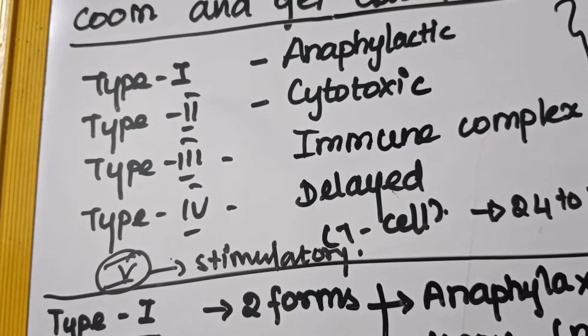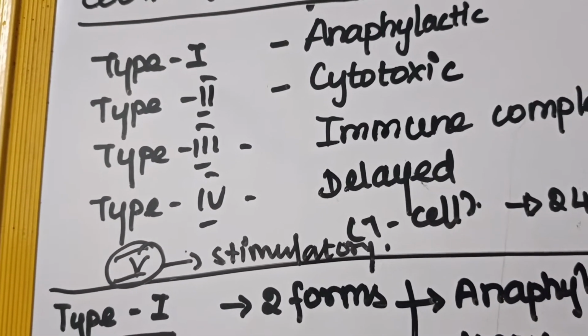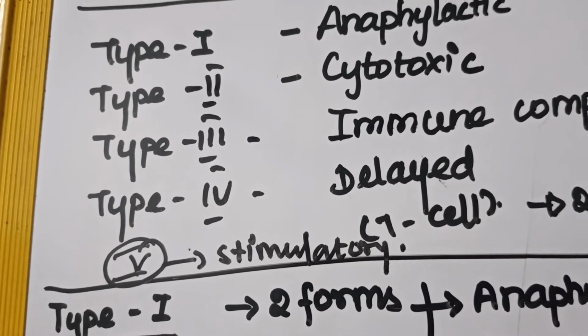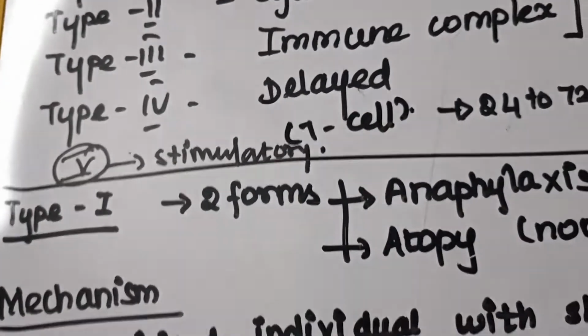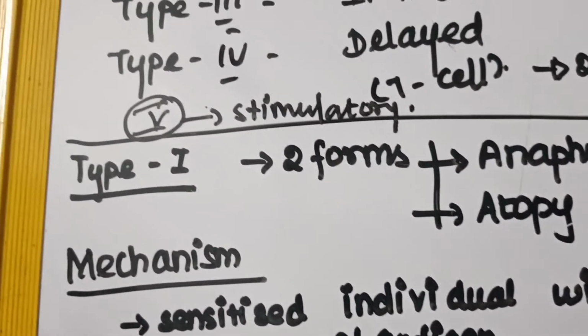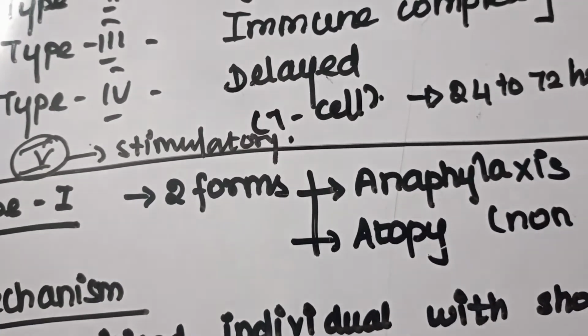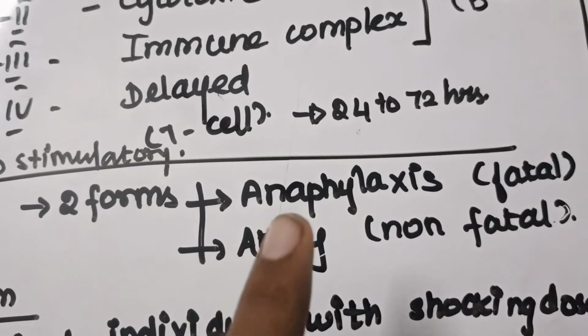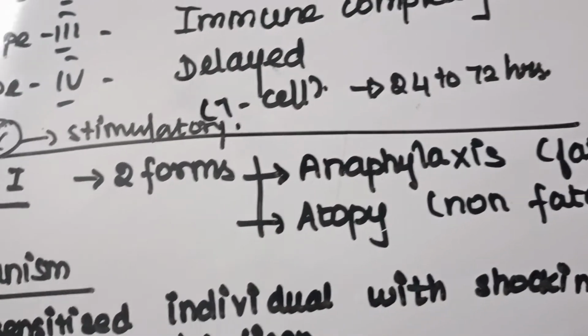Let us discuss type 1 in detail. Before going to type 1, I forgot to tell something. Later, type 5 was also introduced, which is based on stimulatory. Now let's discuss type 1 in detail. This type 1 anaphylactic form can occur in two forms. The first one is very fatal, that is anaphylaxis, and the second one is known as atopy, which is non-fatal.